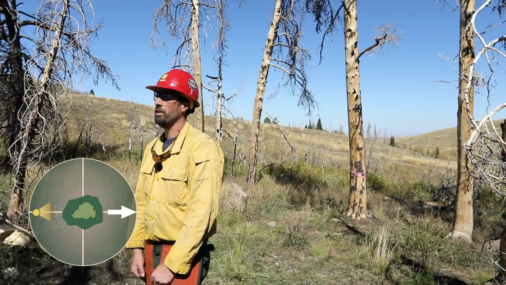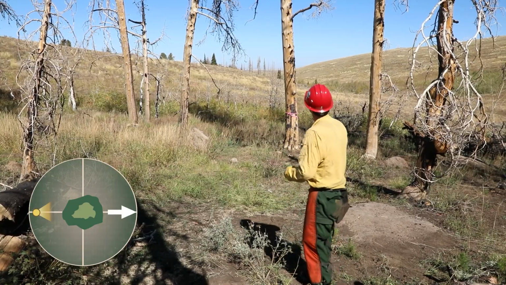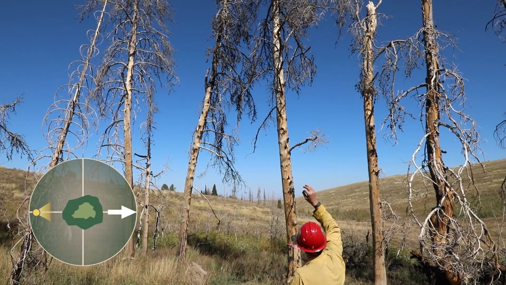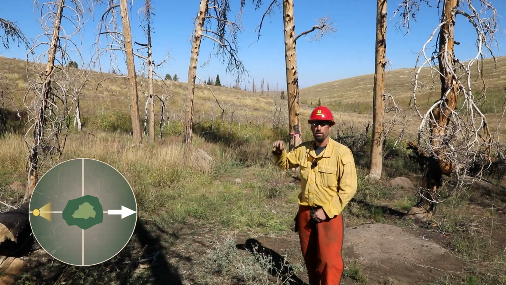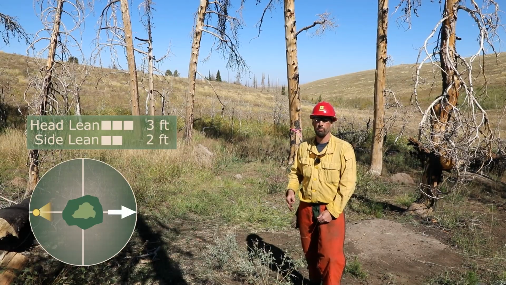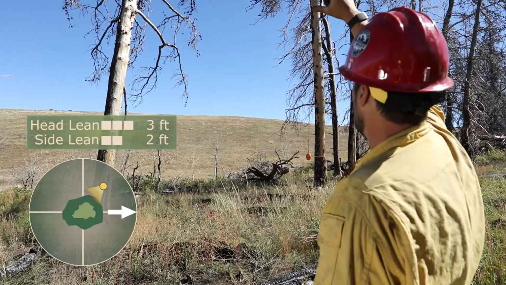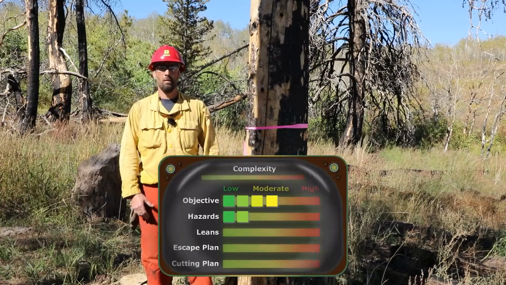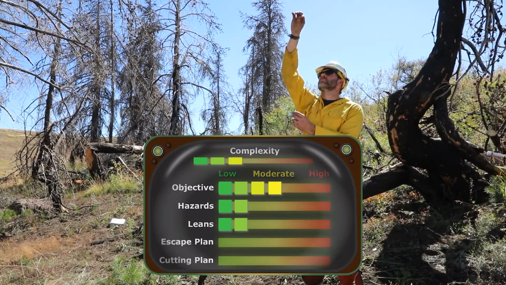Now that I've determined the head lean, I've moved to the back of the tree to determine side lean. I've made note of where the plumb intersected the ground again and determined that there's 2 foot of side lean present. However, if I'm uncertain of the lean, I should plumb from all 4 quadrants. Do not proceed if you're not confident where the tree is leaning. Having your partner size up the tree as well can be helpful.